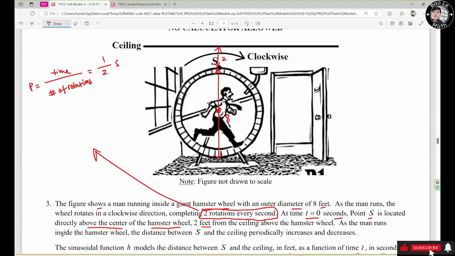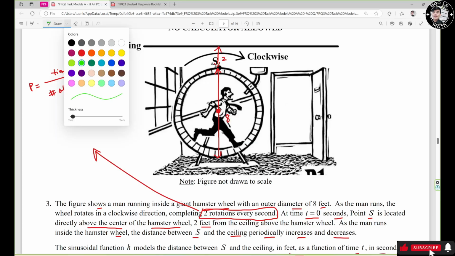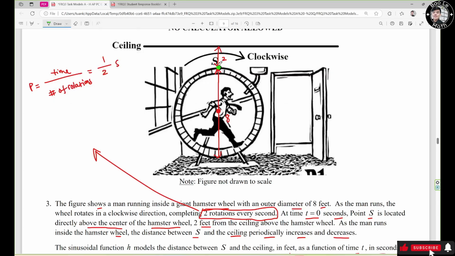As the man runs inside the hamster wheel, the distance between point S and the ceiling periodically increases and decreases. So you need to compare the distance from point S to the ceiling, not the floor. So keep in mind, it's going to be opposite. So in this situation, point S becomes the lowest point. This one is the lowest point. The point right here is the highest point.